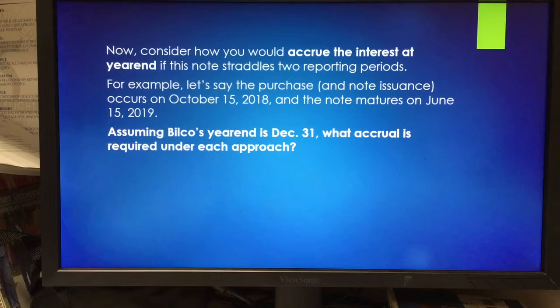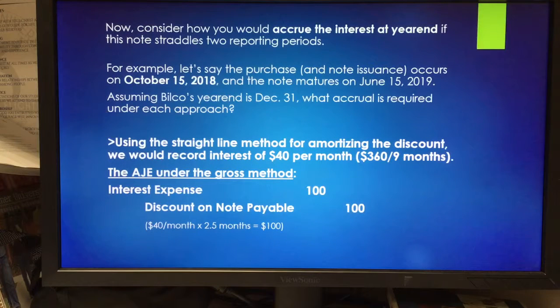Well, think about what we did under the interest-bearing note before. We have a debit to interest expense, and typically a credit to interest payable, except in this case, we've actually already, in one sense, recorded or anticipated that interest expense through the discount account. So, here's the entry under the gross method. Debit interest expense, $100, credit the discount on note payable of $100.